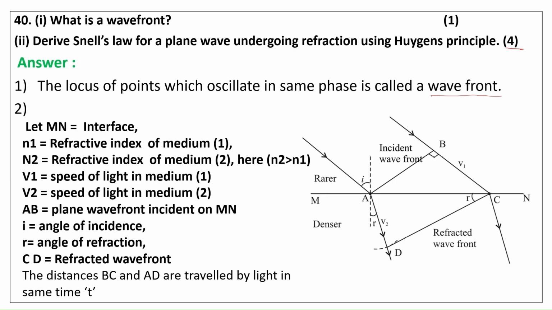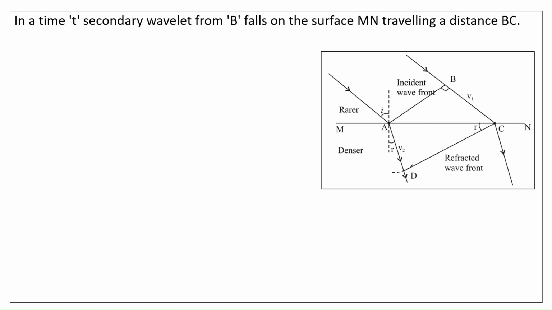The distances BC and AD are traveled by light in the same time, t. In time t, the secondary wavelet from B falls on the surface MN, traveling a distance BC. Therefore, BC is equal to V1 into t. In time t, the secondary wavelet from A will travel a distance AD.